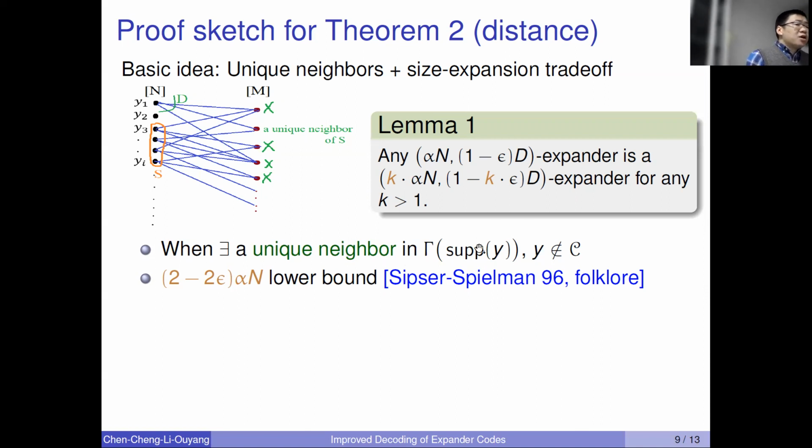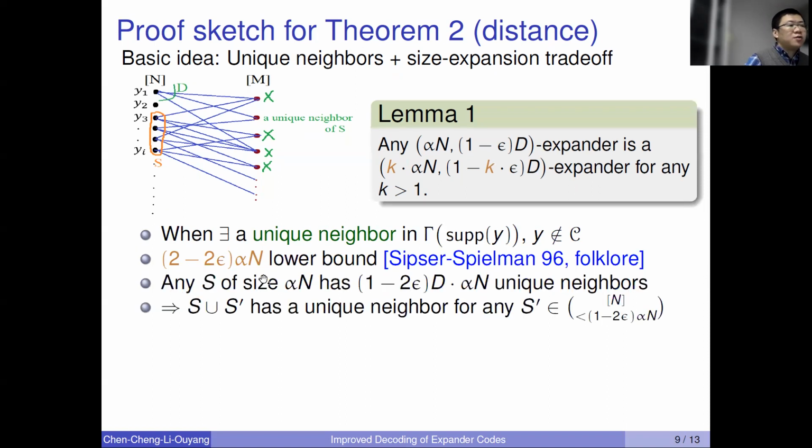At the same time, because the expanded code is linear, if we want to bound the distance of this code, we only need to consider the support size of any non-zero binary string in this code. Okay. So in other words, I just want to know about the support size of y for any y in the code. Okay. So let me first review the argument for the previous bound 2 minus 2 epsilon times alpha n.